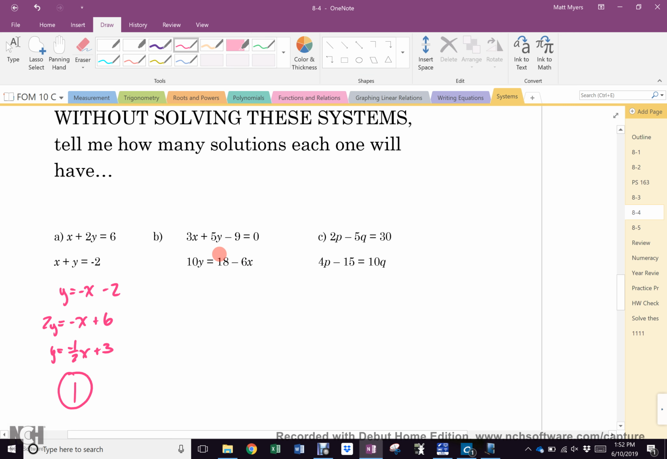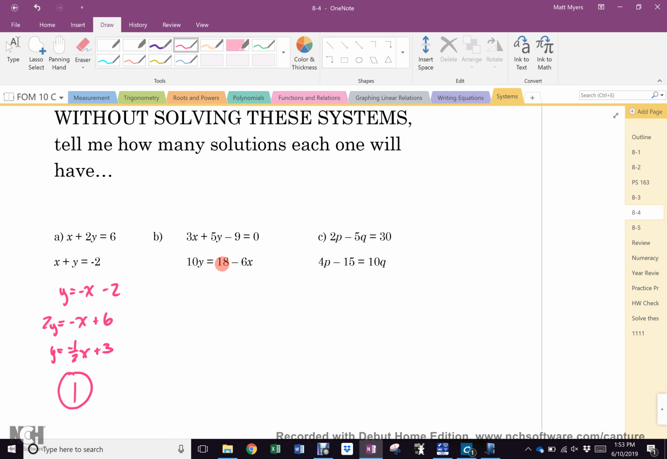What about this one? You could isolate y, or you could just tell by looking. Please notice, x and x were the same, but the y's were different. So when I isolated y, obviously one of the x's was going to divide by 2, yes? So let's look at this guy. 3x, 6x, 5y, 10y, negative 9, 18. They're all times 2, aren't they? So if it's just multiplied by 2, isn't that the same line twice?